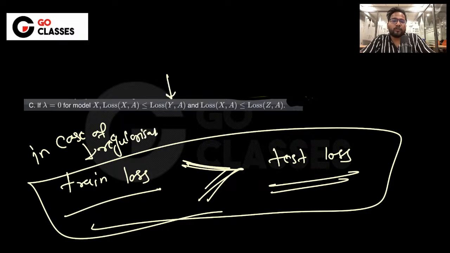So this is a regularized model, because lambda is not 0. Y is a regularized model. Z is also a regularized model.